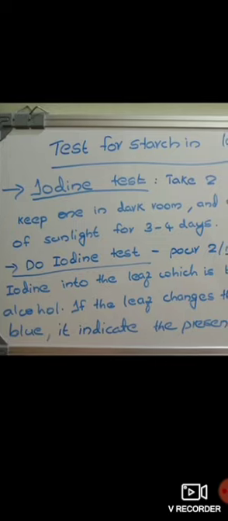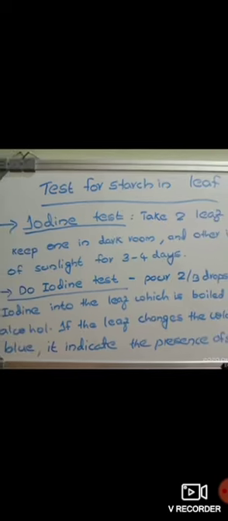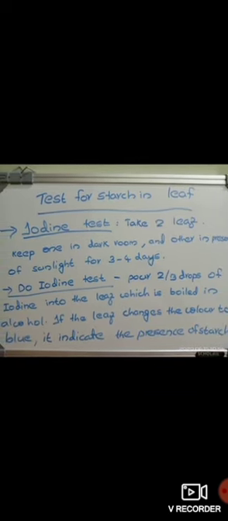Test for starch is done by using iodine test. What is this iodine test? If we pour iodine solution into the food material containing starch, the color of the food material will change into blue-black. If the food become blue-black in color, it indicates the presence of starch in it.